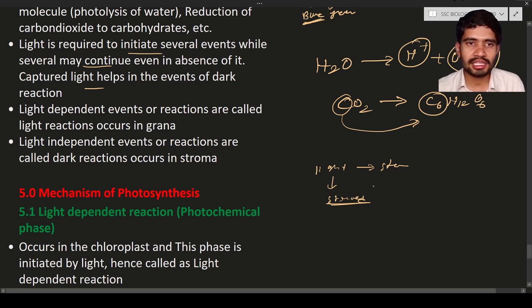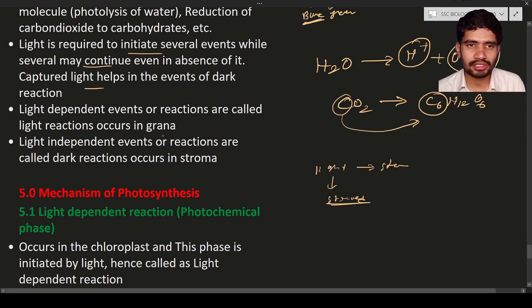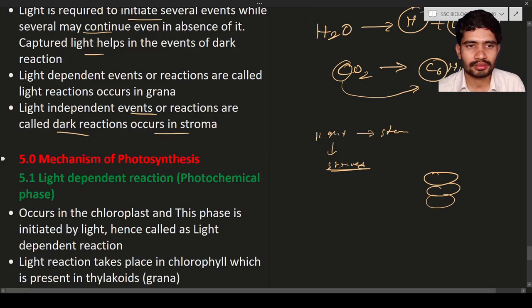The light reactions occur in the grana. In the grana, the chlorophyll is present and is going to activate in the presence of sunlight only, and is involved in the photosynthetic process. Light independent events or reactions are called dark reactions and occur in the stroma. Light independent means no requirement of light.